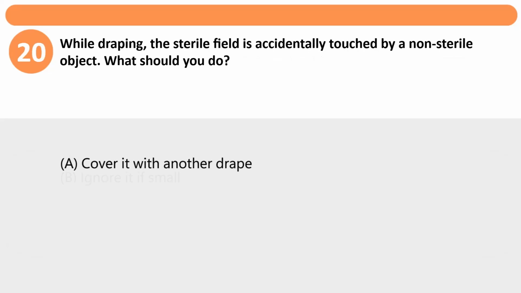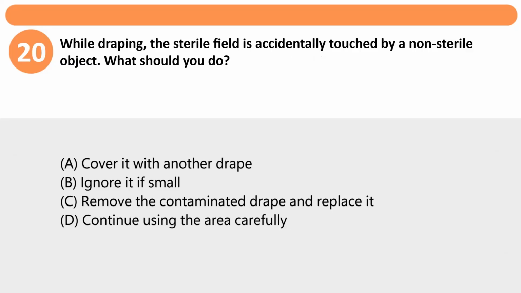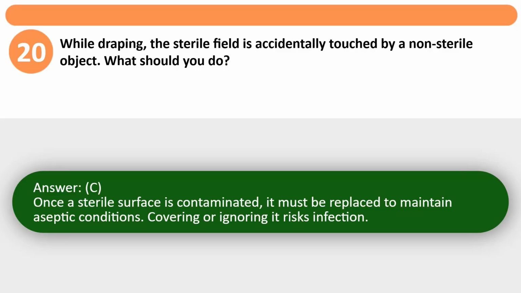While draping, the sterile field is accidentally touched by a non-sterile object. What should you do? A. Cover it with another drape. B. Ignore it if small. C. Remove the contaminated drape and replace it. D. Continue using the area carefully. Answer, C. Once a sterile surface is contaminated, it must be replaced to maintain aseptic conditions. Covering or ignoring it risks infection.